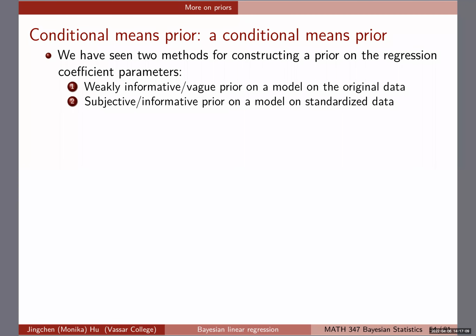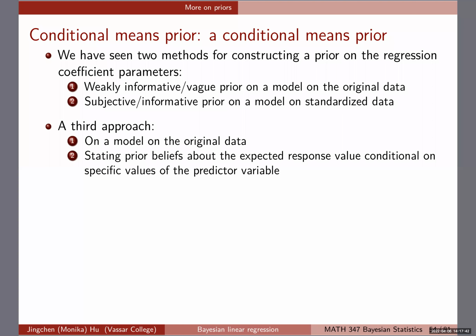So the two methods that we have talked about so far: the first one is the weakly informative prior, which is done on the original data. And just now we talked about the subjective or informative prior on the model on standardized data, in particular where you want to give the prior for the correlation through beta 1, and that can be done pretty quickly. There is another way, I should say there are many other ways, but one way that I want to mention is what we call the conditional means prior. Let me show you what we mean by that, okay?